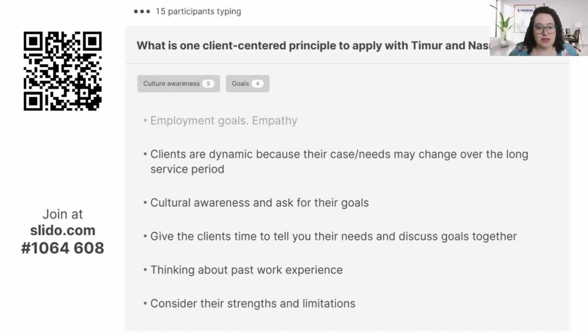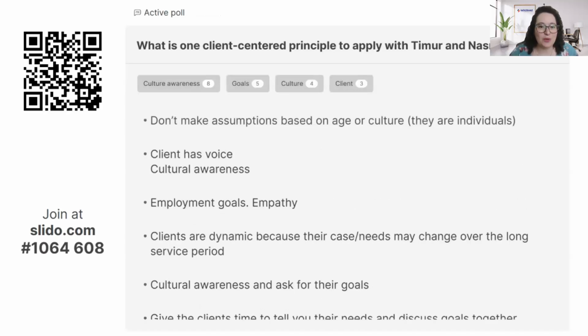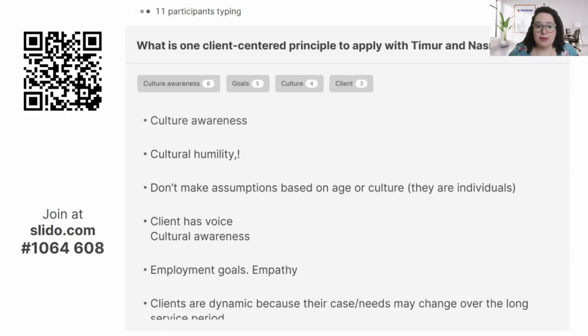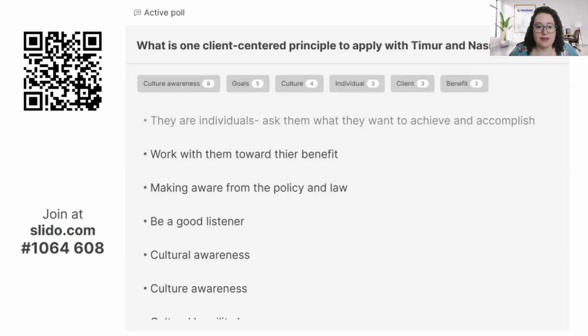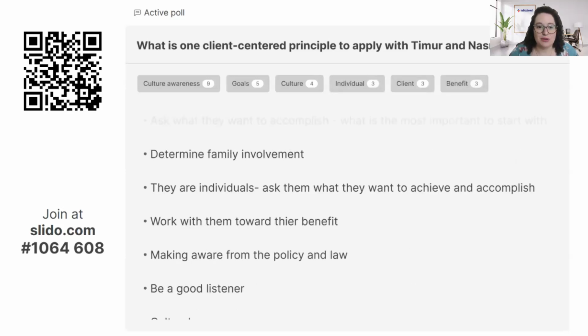Self-determination, they have a voice in their medical care, thinking about their past work experience. We're going to get into that. Wonderful. Do they have employment goals? Not assuming that they don't just because they're older. Don't make assumptions based on age or culture.